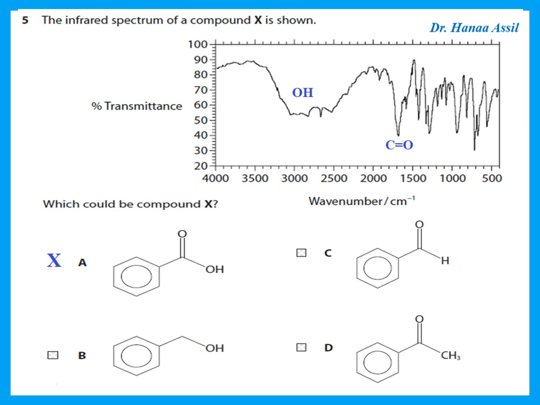The others are either aldehyde or alcohol or ketone, so they don't have one of these peaks. So C will not have the peak for OH, B will not have the peak for C double bond O, and D will not have the peak for OH. So the only one that has both peaks is A.